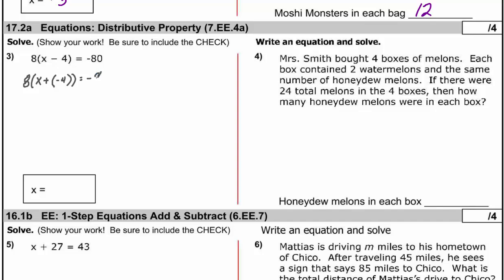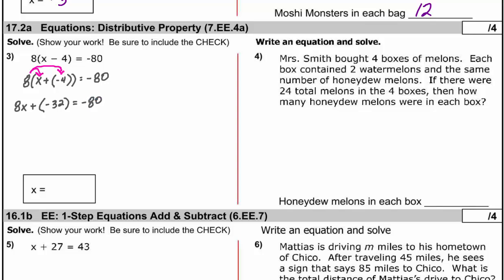However, my experience has been that if students take the time to rewrite these as addition problems, they have fewer mistakes, fewer errors. All right, once we have this as an addition problem, we're going to multiply 8 times both those parts. So we're going to have 8 times x is 8x. We're going to have 8 times negative 4 is negative 32. And all of that is equal to negative 80.